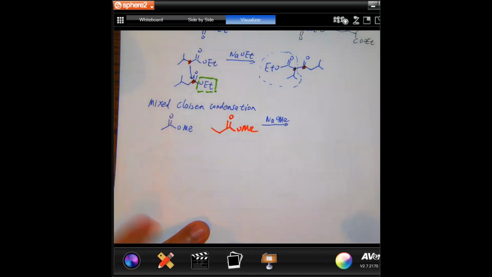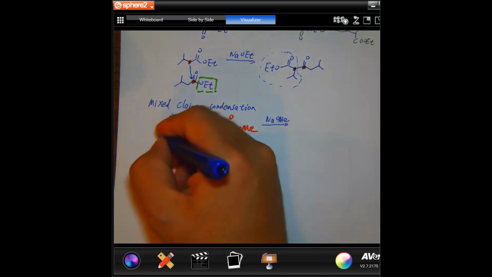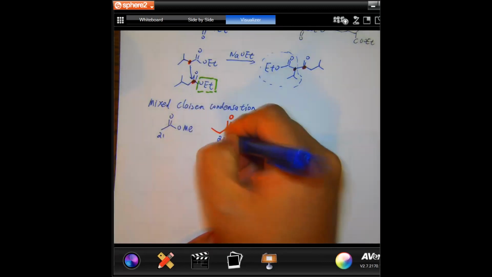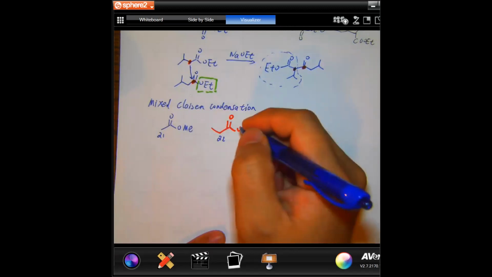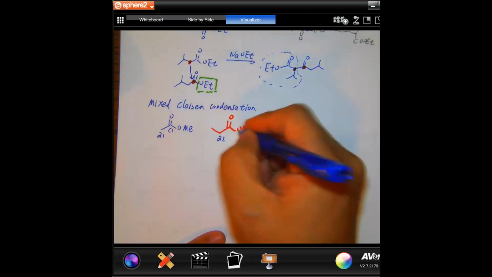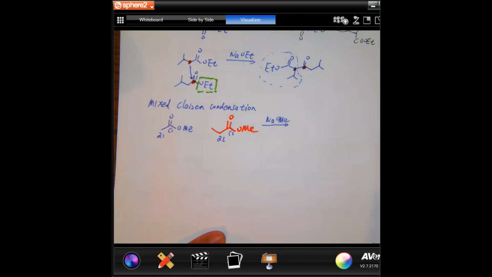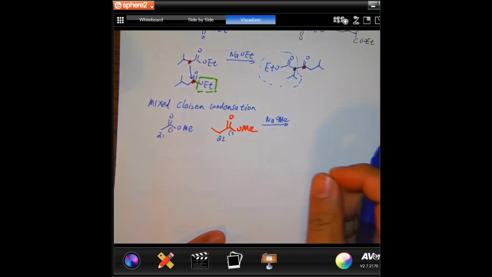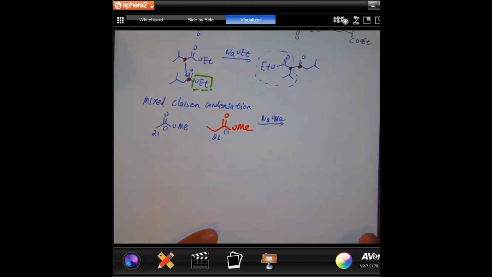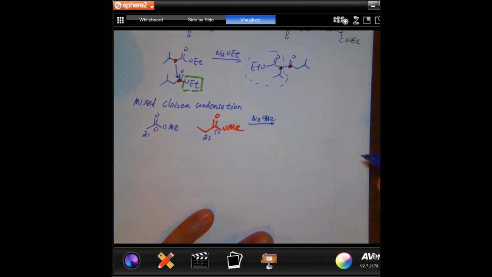So here is the problem: we have two kinds of alpha carbon, alpha carbon 1 and alpha carbon 2, and also two kinds of carbonyl, C1 and C2. In this case, you can have all the combinations, all the possibilities. Eventually, you should get the four products. That's how we do the mixed Claisen condensation product.